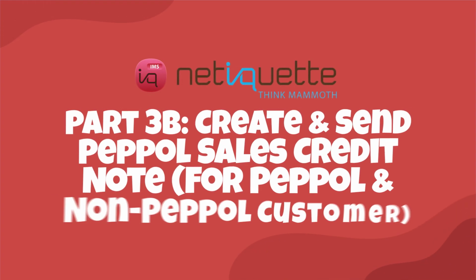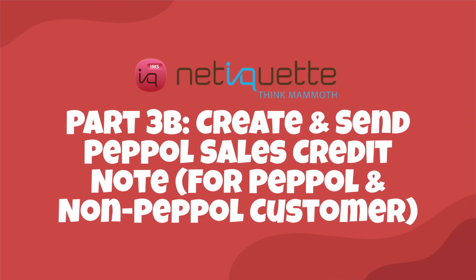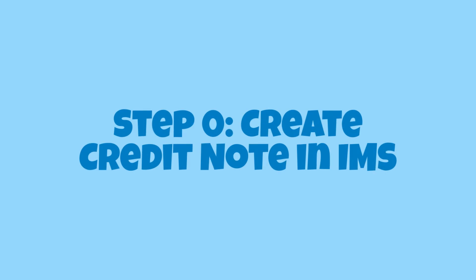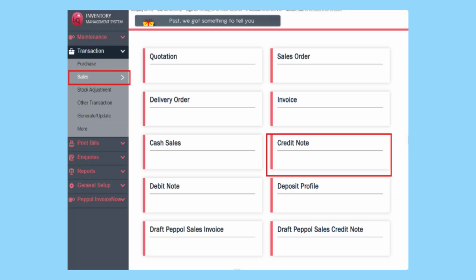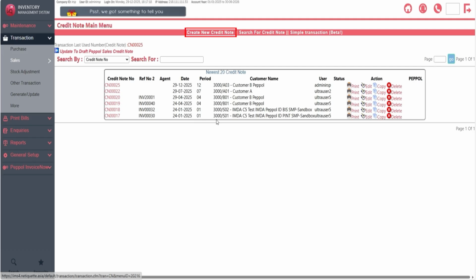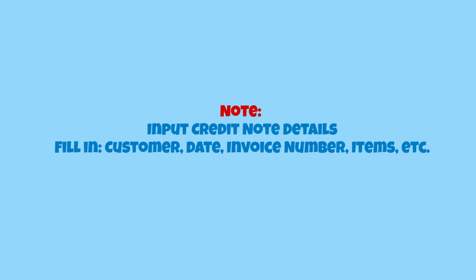Create and send Peppol sales credit note for Peppol and non-Peppol customer. Create credit note in IMS. Go to Sales, Credit Note. Input credit note details. Fill in customer, date, invoice number, items, etc.